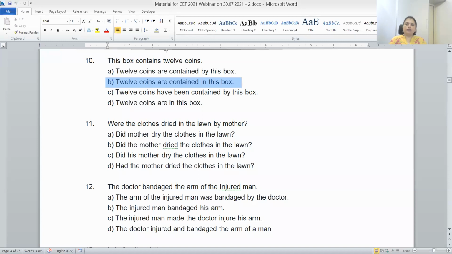Now, number 11, children. Were the clothes dried in the lawn by mother? Children, option A is your right answer. Did mother dry the clothes in the lawn?